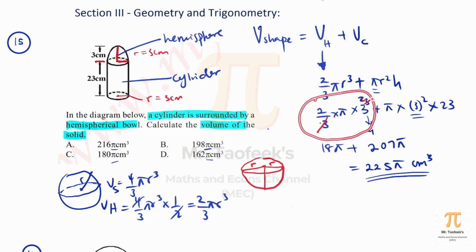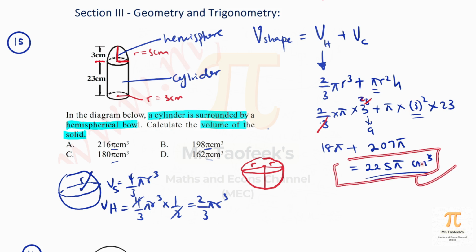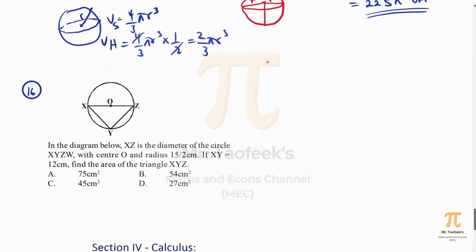This 3 cancels one of the 3s there. So 3 squared, which is 9, times 2, gives 18π. So this is the correct answer. There's no doubt about that. It's correct. Perhaps there's a mistake in the question or in the options. So 225π centimeters cubed, and that's how to do it.